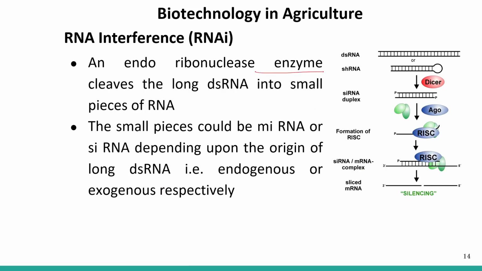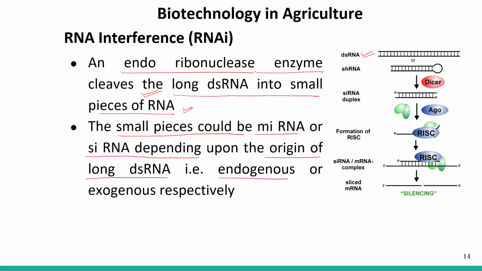An endoribonuclease enzyme cleaves the long double-stranded RNA into small pieces of RNA. So double-stranded RNA has been synthesized. Now an endoribonuclease enzyme cleaves the long double-stranded RNA into small pieces of RNA. Now these small pieces of RNA could be miRNA or siRNA depending upon the origin of the long double-stranded RNA, that is endogenous or exogenous respectively. So this double-stranded RNA can be exogenous or endogenous. It can be introduced from outside as well as synthesized inside only.